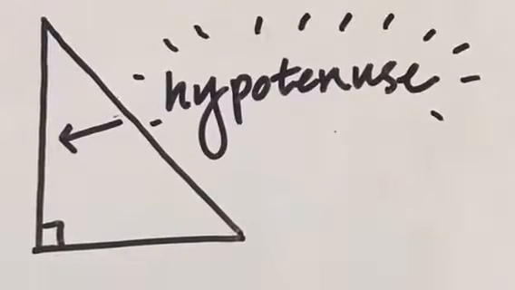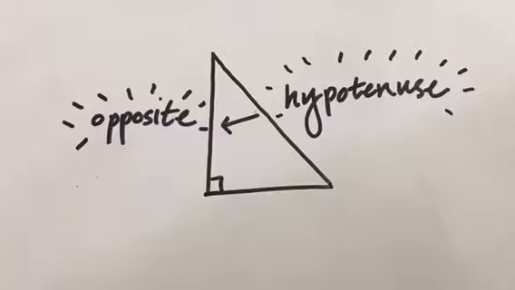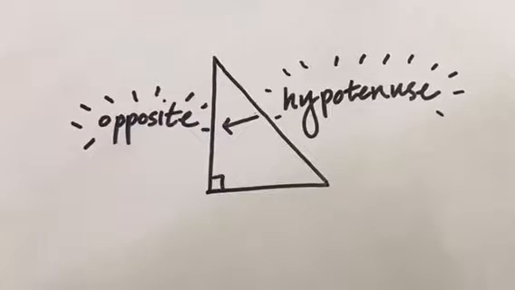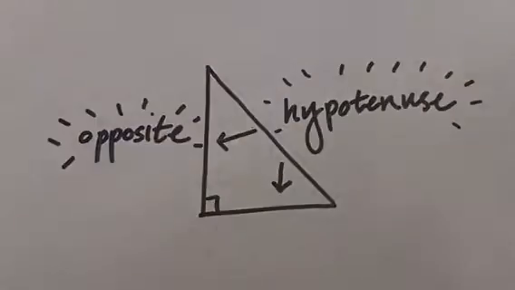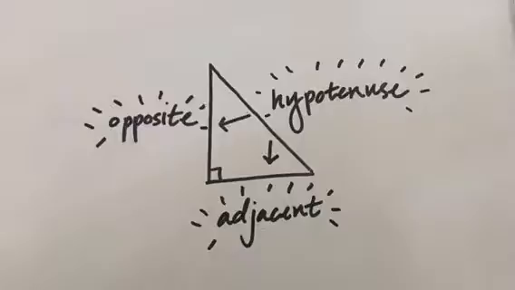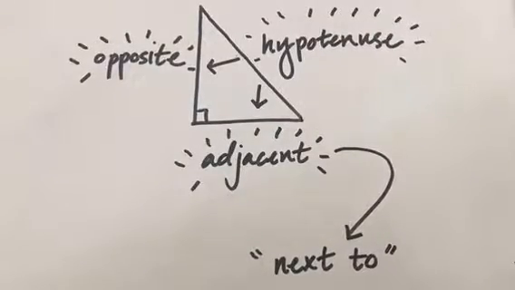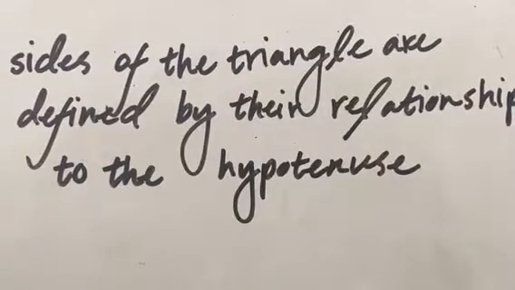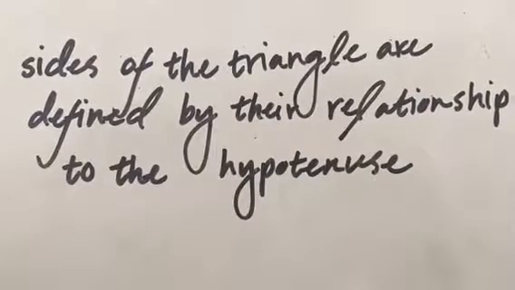Now we know what the hypotenuse is, we can figure out what the other sides are called. The side directly across from the hypotenuse is called the opposite side, obviously because it's opposite. And this side right here is called the adjacent side. What adjacent basically means is next to. So the adjacent side is next to the hypotenuse. The sides of a triangle are defined by the relationship to the hypotenuse, as you can see by my last demonstration.